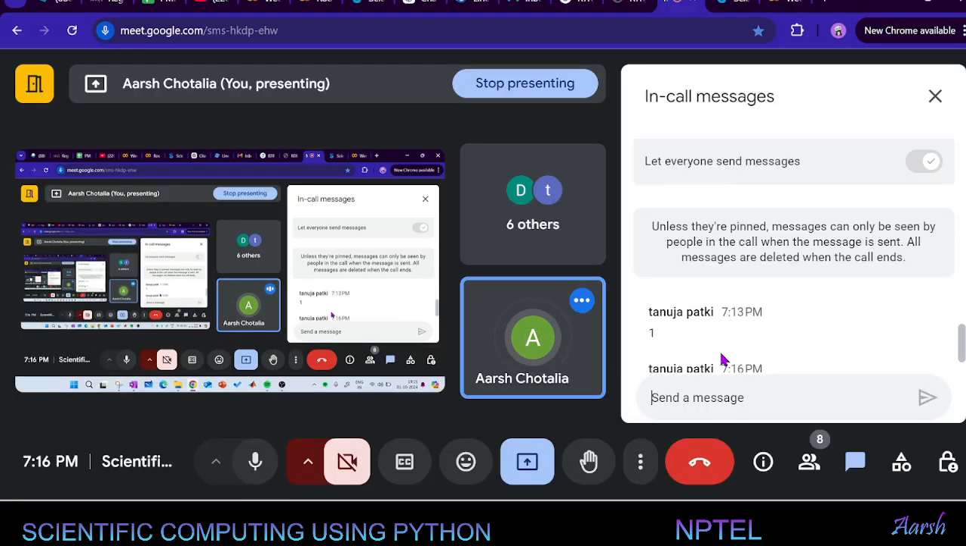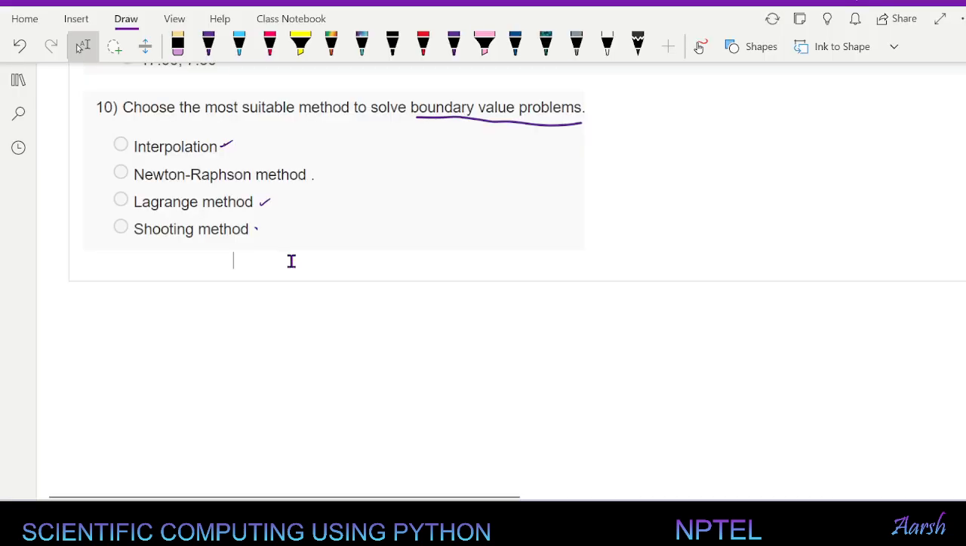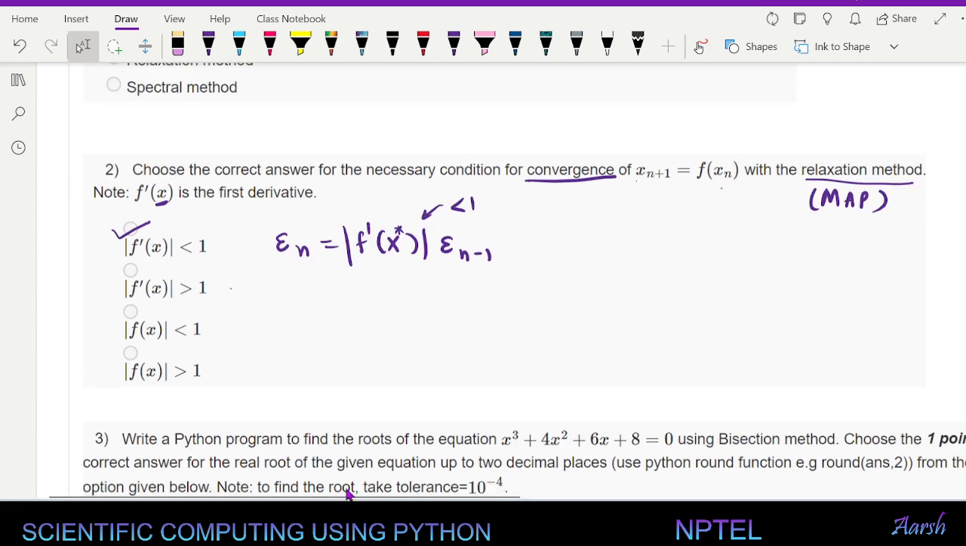4. Yes. Tanuja and Dipankar, yes. Shooting method. Yeah, we just saw it. You shoot it with some velocity and see how far it goes, and you have a target fixed, right? That's what boundary value problem means. So if you go beyond the target, then you decrease the speed, do it again, and so on and so forth. Okay, now let's do some coding.